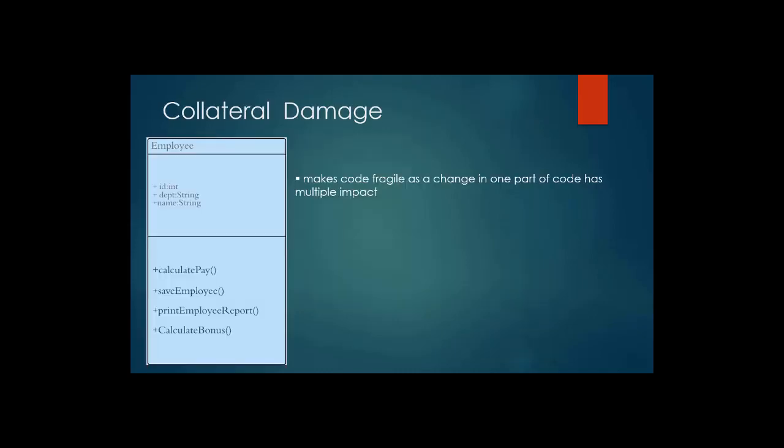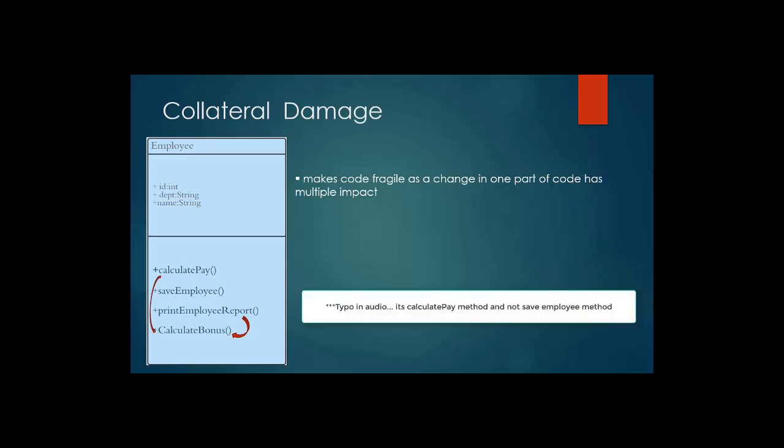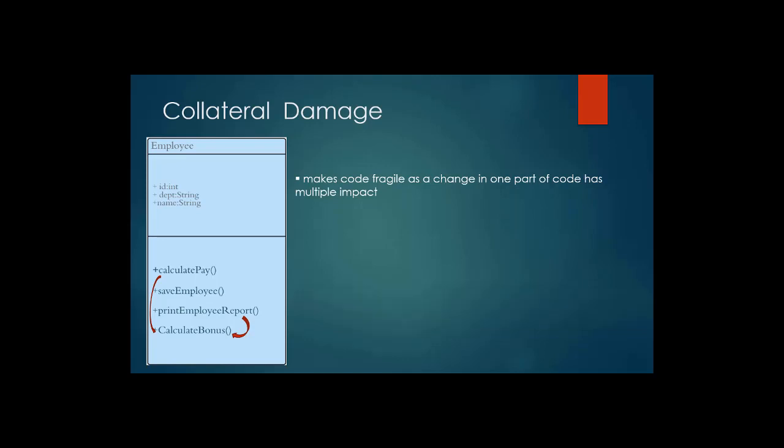Next is collateral damage, and this one has more impact than the change management collision. Let's try to understand the symptom with an example. Consider there is a common function, calculate bonus, which is being used by both the print employee and save employee methods. Now consider a scenario where the COO comes and says he needs to update the report, and now the bonus logic should consider a certain factor value, and this leads to an update of the bonus calculation method or logic.